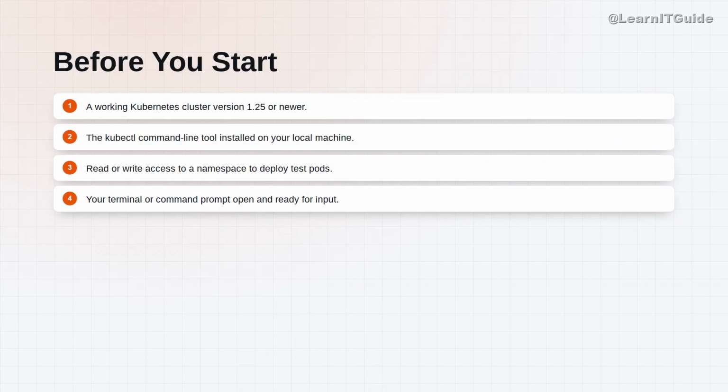Before we start, let us make sure you are ready. You need a functioning Kubernetes cluster, version 1.25 or higher. You must have the kubectl tool installed and configured to communicate with your cluster. You also need permission to create pods in your chosen namespace. If you have not done this before, open your terminal or command prompt, type kubectl version, and press enter to confirm your setup. If you do not see a version output, you need to install the Kubernetes CLI first. Take a moment to review each point shown on screen.